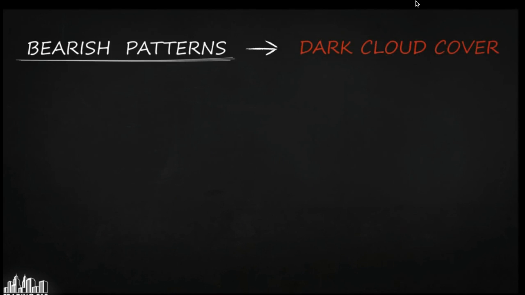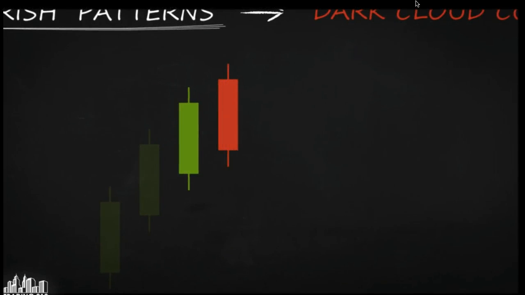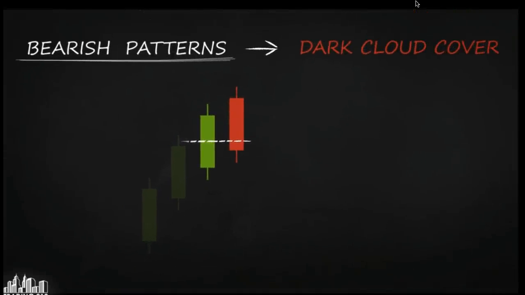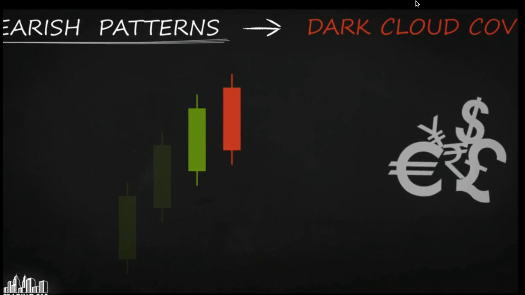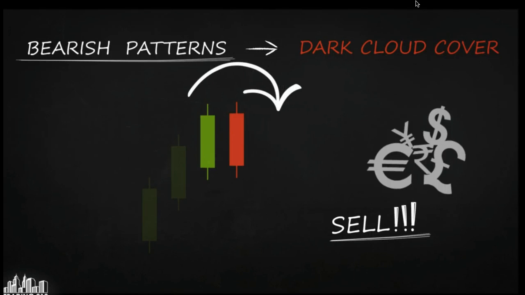Dark cloud cover. The dark cloud cover appears before the price drops down. A long green candle is followed by a red one that opens at a new high and closes below the middle of the green candle. Keep in mind that when trading currencies, a second candle opening at a new high is rare, so the red candle usually opens at the close level of the green one. Once you see this pattern, you can go ahead and sell, or you can wait for another, smaller red candle to form and confirm the dark cloud cover.